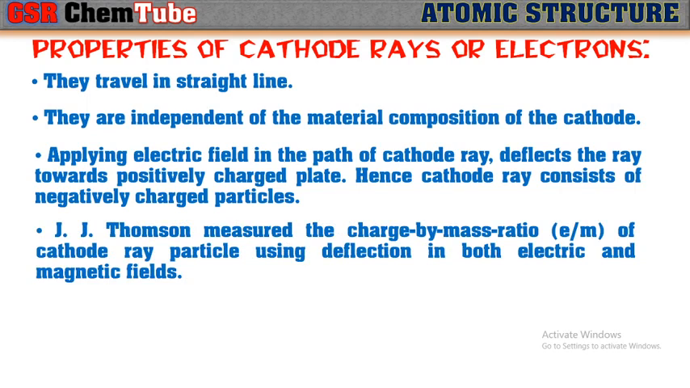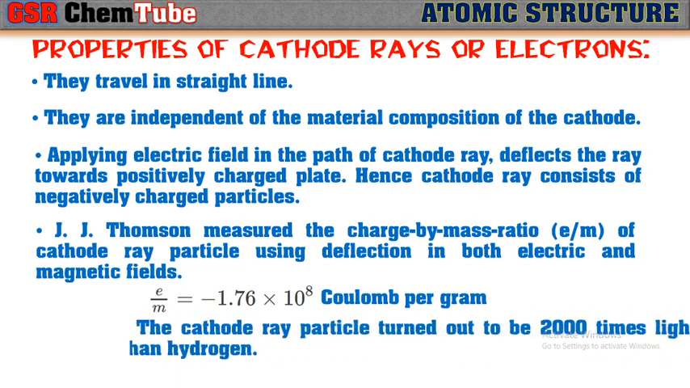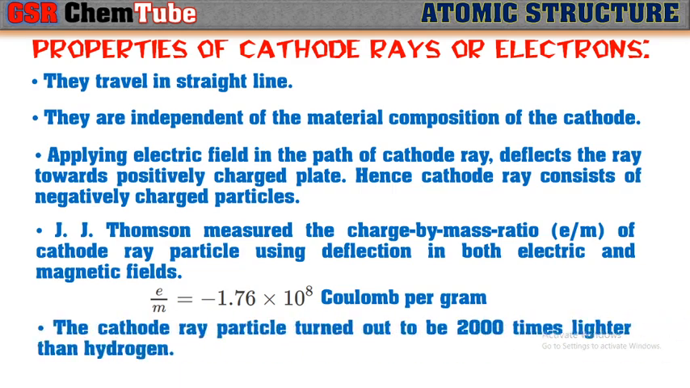J. Thomson measured the charge by mass ratio or e/m ratio, which is also called the specific charge of the cathode ray particle, using deflection in both electric and magnetic fields. He found that the e/m ratio of these cathode rays or electrons is minus 1.76 × 10^8 coulombs per gram. The cathode ray particle turned out to be around 2000 times lighter than hydrogen.